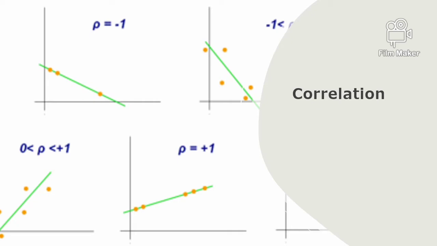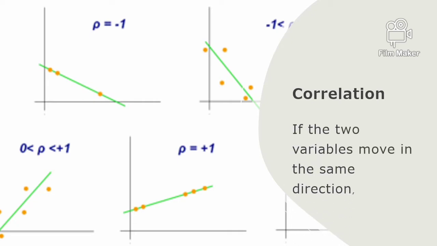What is correlation? If the two variables move in the same direction, that is correlation. Look at this figure. You can see in this photo it has -1, +1, or less than -1.